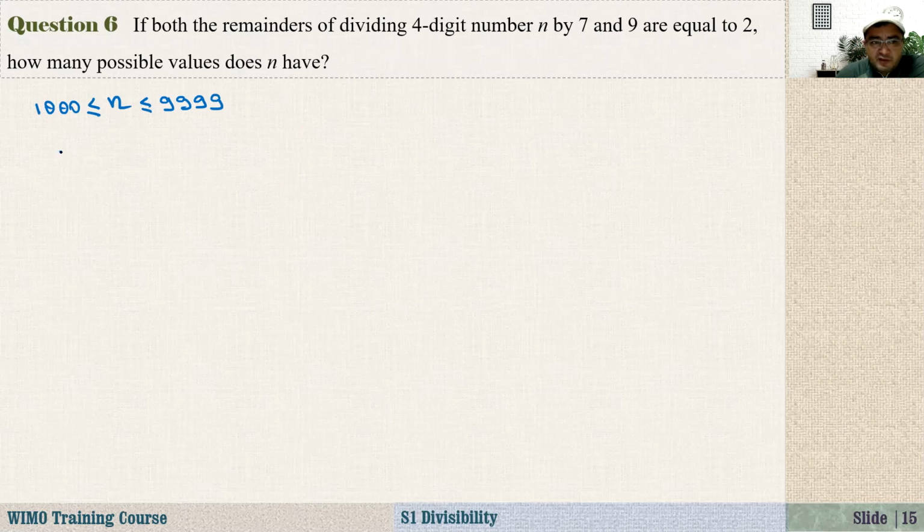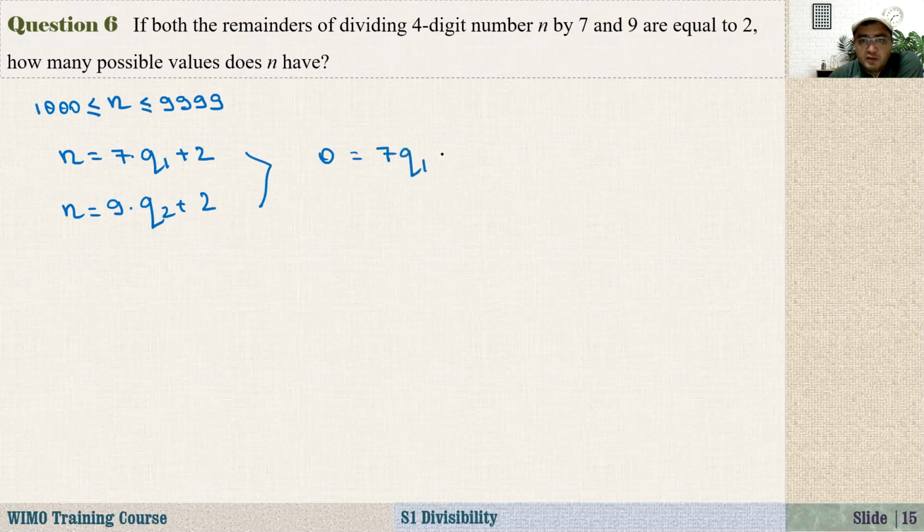And it says that both the remainders of dividing n by 7 and 9 are equal to 2. That means that if you divide this n by 7, and let's say the quotient is q1, the remainder is 2. And also if you divide n by 9, the remainder is again 2. Now from here, if you subtract the equations, n minus n is 0, 2 minus 2 is 0, and here we have 7 times q1 minus 9 times q2, which implies that 7 times q1 equals 9 times q2. And we know that 7 and 9 are relatively prime, which means that q1 must be divisible by 9 and q2 must be divisible by 7. Otherwise, these two expressions cannot be equal to each other because they don't have any common factor.